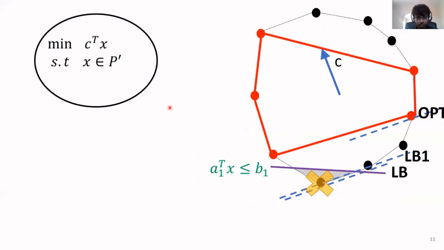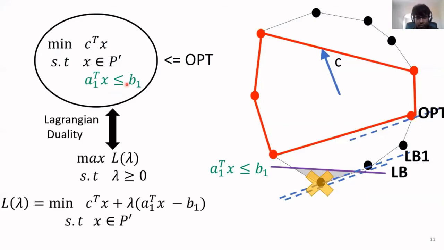Now, consider the problem of minimizing the MAPF objective over the region of P prime that is not cut off by the cut generated. Now, we can obtain the optimal value to this problem by solving its Lagrangian dual using a well-known technique known as the projected subgradient ascent algorithm.